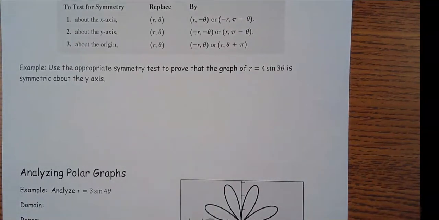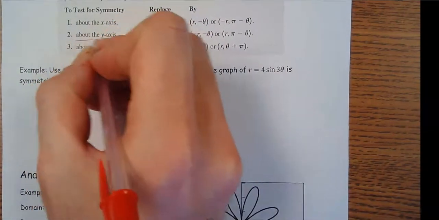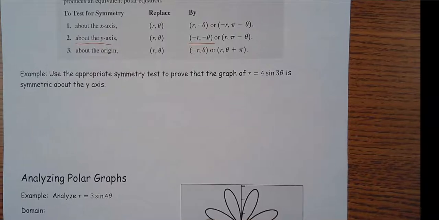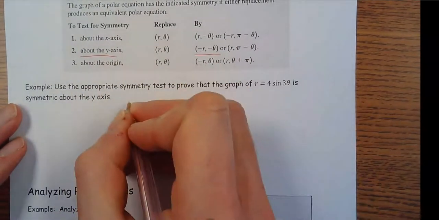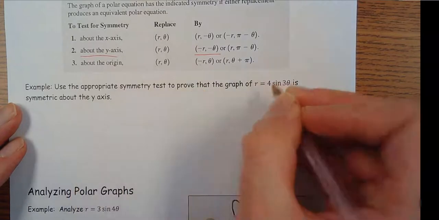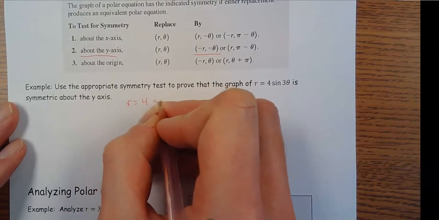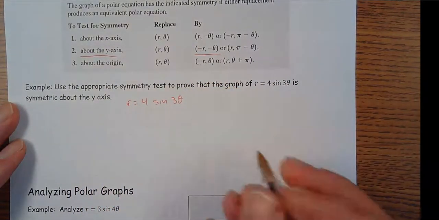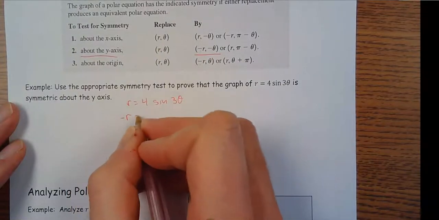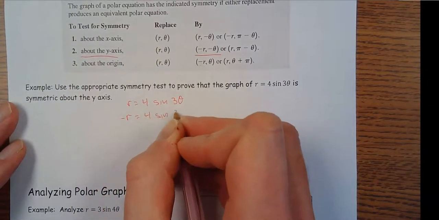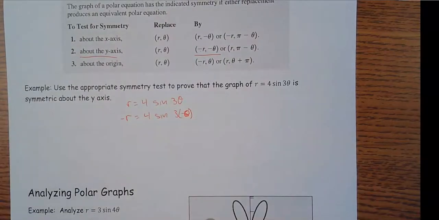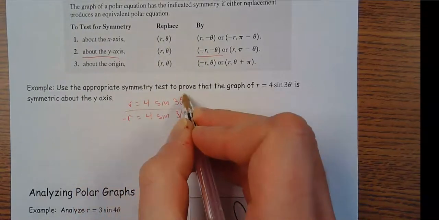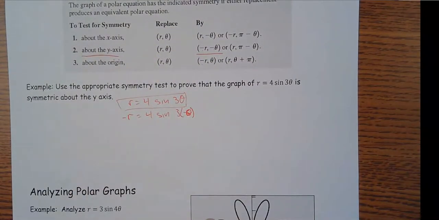So use the appropriate test to prove that it's about the y-axis. I want to check about the y-axis, which means I'm going to try that. You could try this too. This is going to be simpler. So r equals 4 sine 3 theta. Take out the r and replace it with negative r, and take out the theta and replace it with a negative theta. Now I want to simplify it and see if I get the exact same equation. If I end up with this when I'm done simplifying, then it is symmetrical about the y-axis.